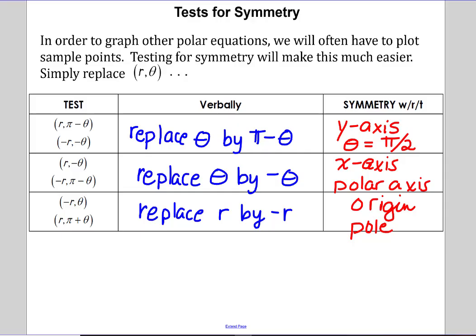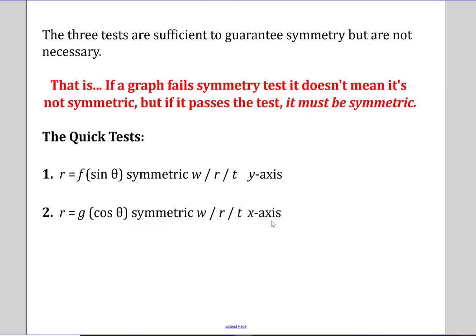Okay? So those 3 tests are sufficient to guarantee symmetry, but they're not necessary. That is, if a graph fails a symmetry test, it doesn't mean it's not symmetric. But if it passes the test, it must be symmetric.